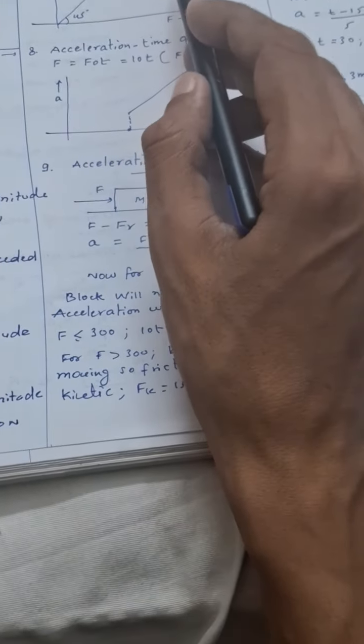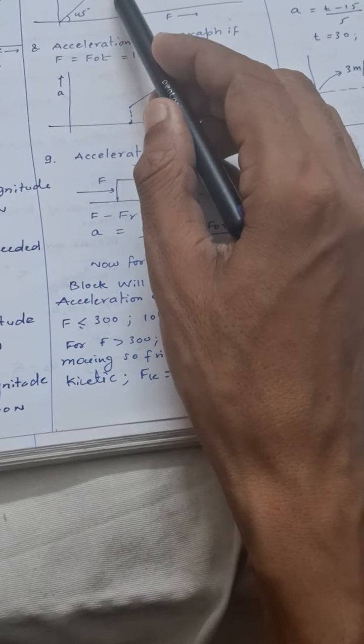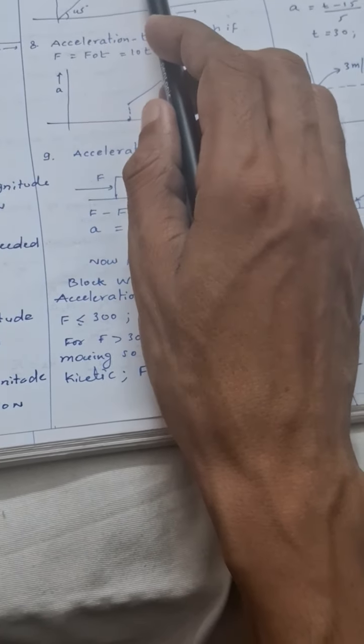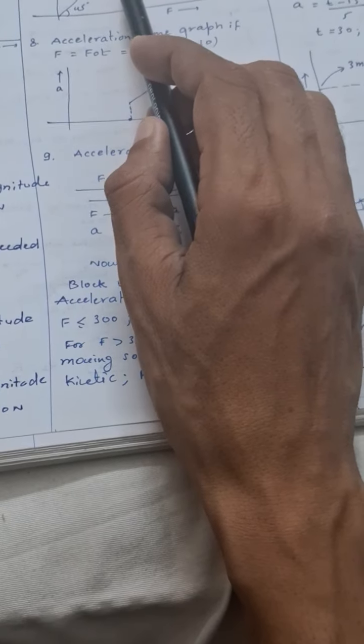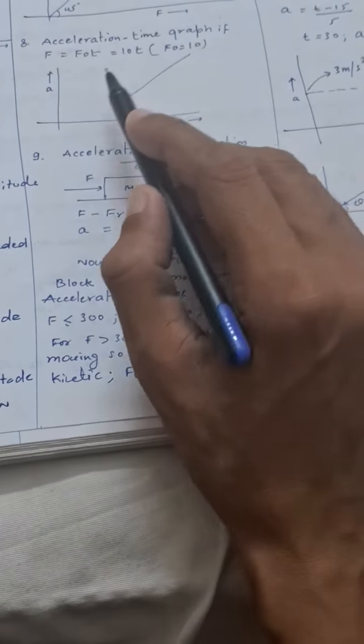Next is the friction versus force graph. So the friction force graph, as I discussed, first it will be a straight line, then a kink, then kinetic friction. So this point will correspond to the limiting friction, which is 300 Newton. This point corresponds to the kinetic friction, which is 150 Newton.